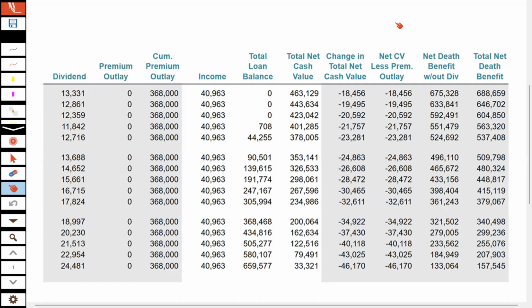Now, can this asset be your sole source of income in retirement? Yes. Could it also be a supplemental source of income in retirement? Let's say you still have a 401k, 403b, 457, IRAs, real estate, whatever it may be. This can supplement those other investments or assets that you have.